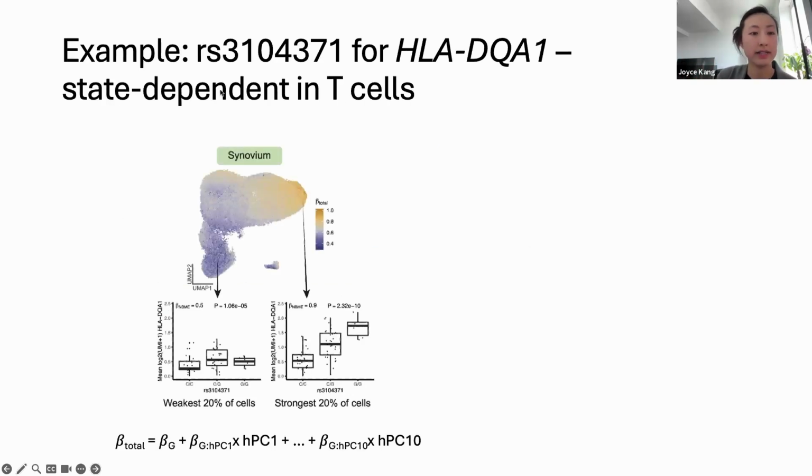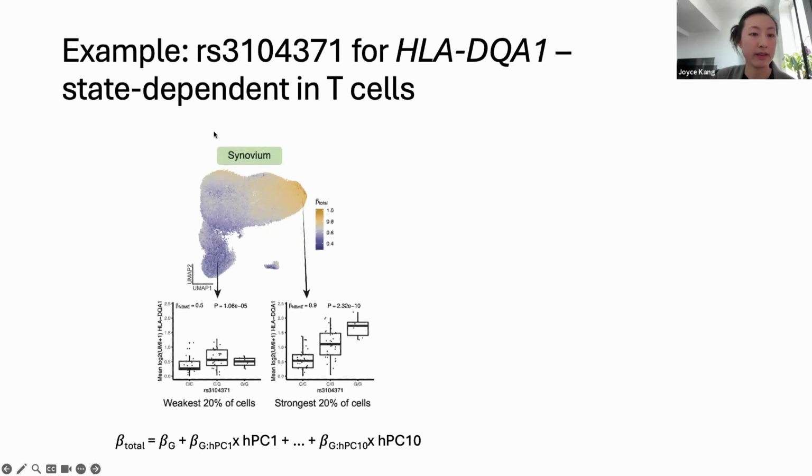Here's one example of this RS310 SNP for HLA-DQA1 in T cells. From our model, we can estimate a total eQTL effect, taking into account the main effect of genotype plus all of the interaction terms between genotype and the different principal components which capture cell state. So for each individual cell, we have a beta total for how strong that eQTL's effect is within that cell. As you can see, in the blue cells the eQTL doesn't really have a strong effect, whereas in the orange cells there is a much stronger eQTL.